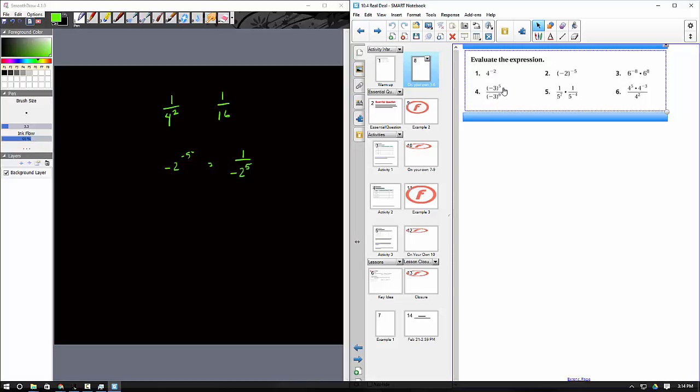This would be 1 over negative 3 to the 1st power. And I'm doing that because the bottom number is larger than the top, right? So it's got to be the negative 3, there's got to be 1 more on the bottom. Otherwise, when you cancel out, make 1s.